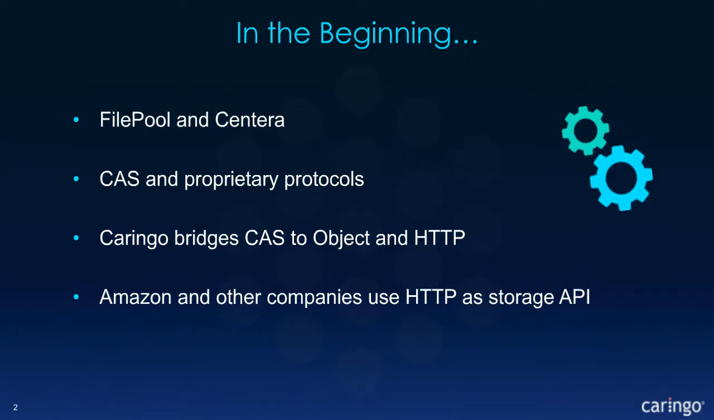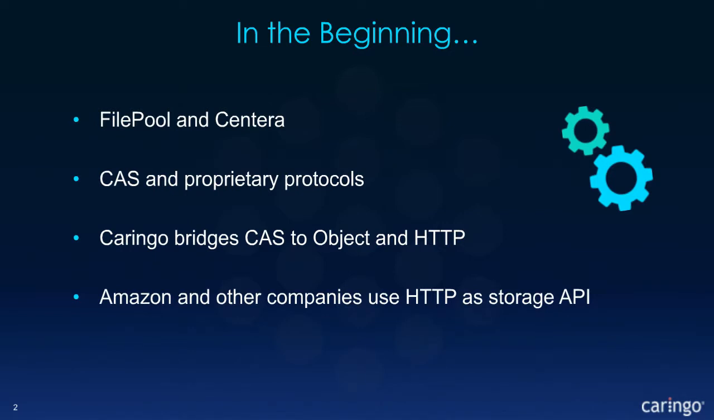And then this strategy was really validated in the market. Amazon came along and used HTTP as a storage API in their S3. And then there were also a series of companies that used HTTP as a storage API.